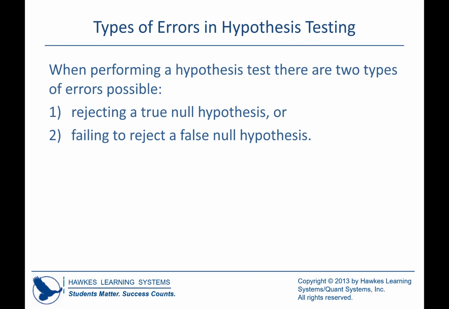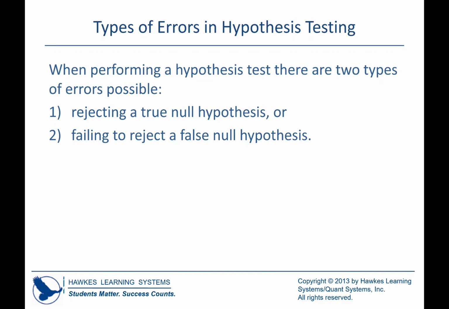Okay? The other thing that can happen is that our null hypothesis is actually false, but we don't get strong enough evidence in our data to reject it. So we want to reject a false null hypothesis, but if our evidence is not strong enough, sometimes we may fail to reject the null hypothesis even though it's false. So this one, when we reject a true null hypothesis, we call a type 1 error. And this one, when we fail to reject a false null hypothesis, we call a type 2 error.